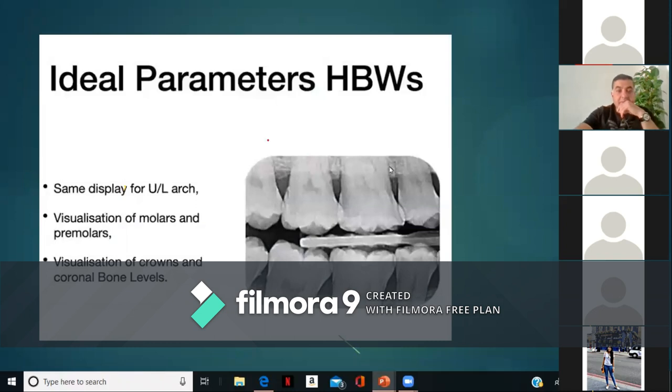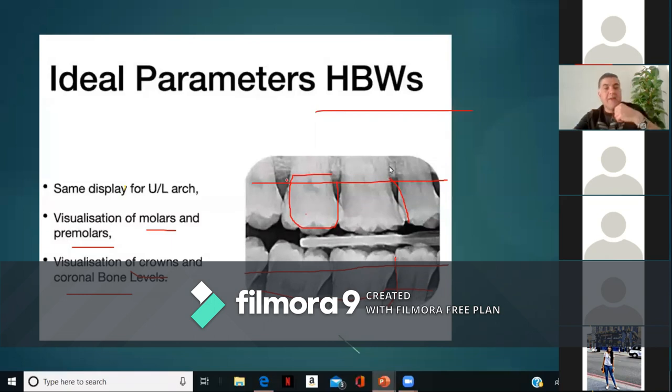Ideal parameters for horizontal bite wings: the same display for upper and lower arch. The amount of tooth shown should be almost the same. You shouldn't show this area and then your lower teeth only till here. This is not acceptable. We need to see the molars and the premolars. This is very important. Show crowns and the bone levels. This is the crown and this is the bone level. That's what we need, that's why we take it. We use it to assess the bone loss.